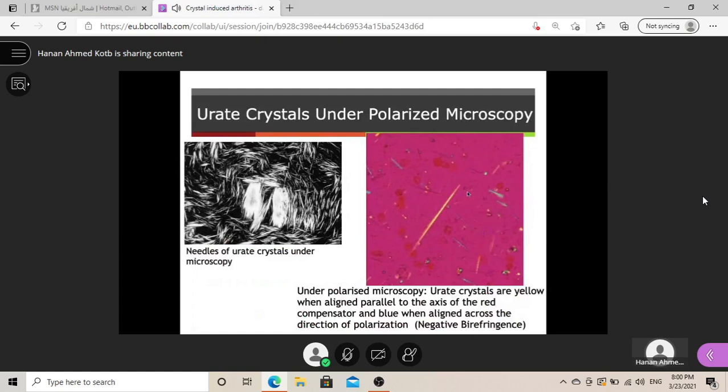Under polarized microscopy, the urate crystals are yellow when lighting is aligned parallel to the axis of the red compensator. Were blue low across the direction of polarization. كأنها مقطوعين, okay? Usually they عاملين زي needles أو عاملين زي toothpicks, okay? التانيين اللي هما السودو جاوت بيبقوا rods. Were blue when aligned parallel to the axis of the compensator.